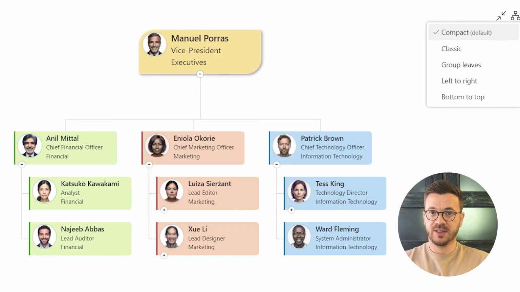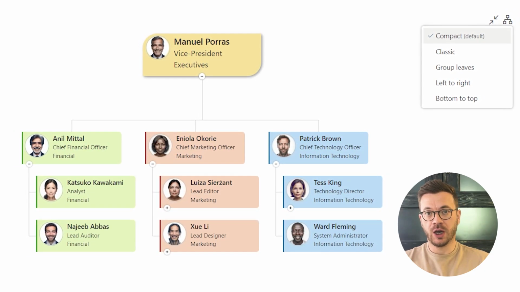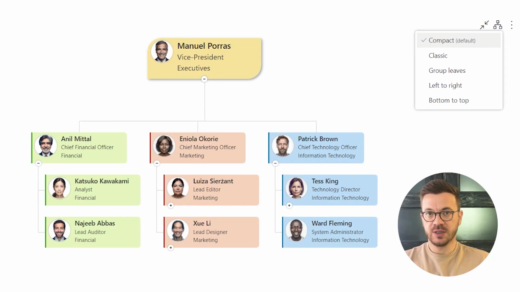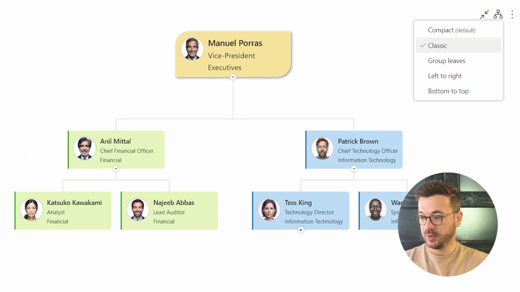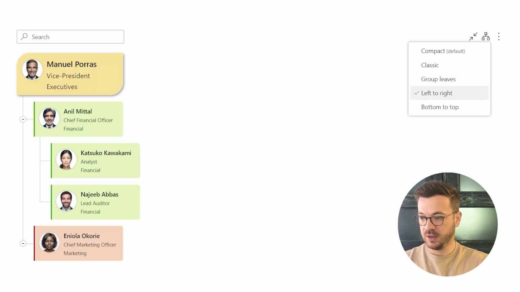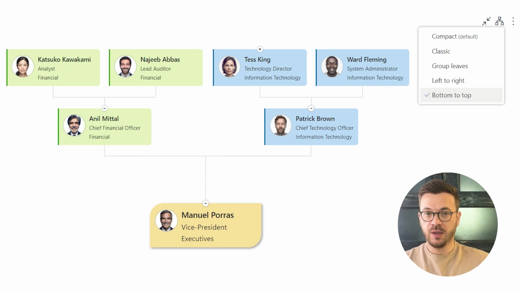And as I promised at the beginning of the video, I will show you how assistants are displayed in different layouts. As you can see, the assistants are displayed in top to bottom compact, top to bottom classic, top to bottom with grouping of leaves, left to right, bottom to top. They are well organized and visible.